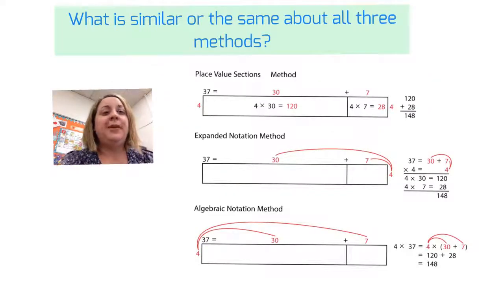Alright, boys and girls, so now you've seen all 3 methods, the place value sections method, expanded notation, and algebraic notation method. My question for you is, what is similar or the same about all 3 of these methods? The video is going to pause and then go ahead and answer that question, and I'll see you tomorrow in class.